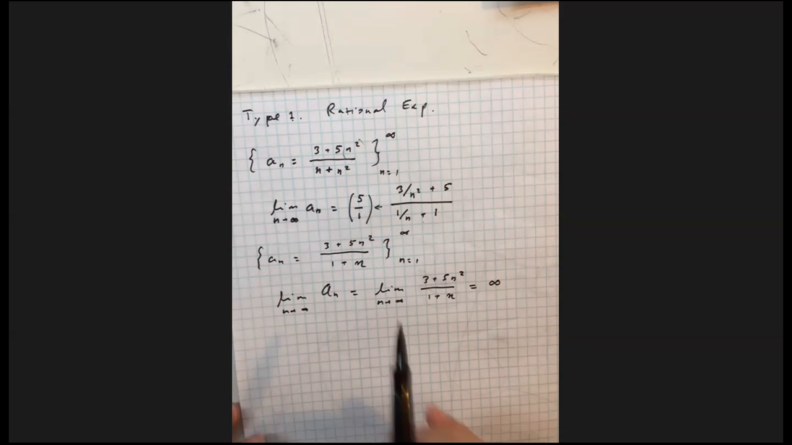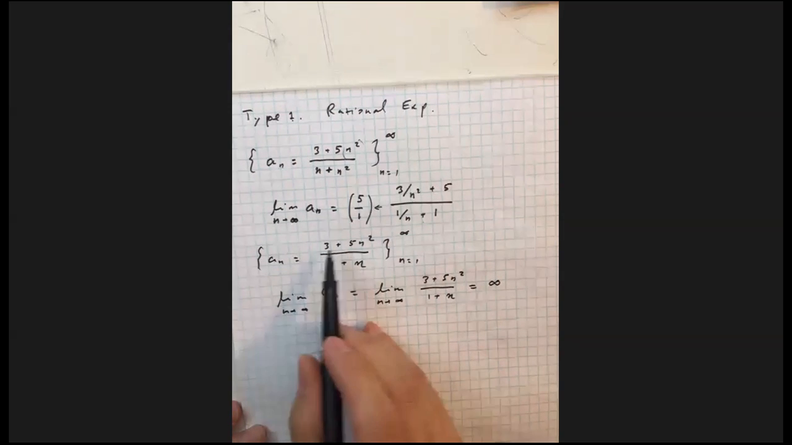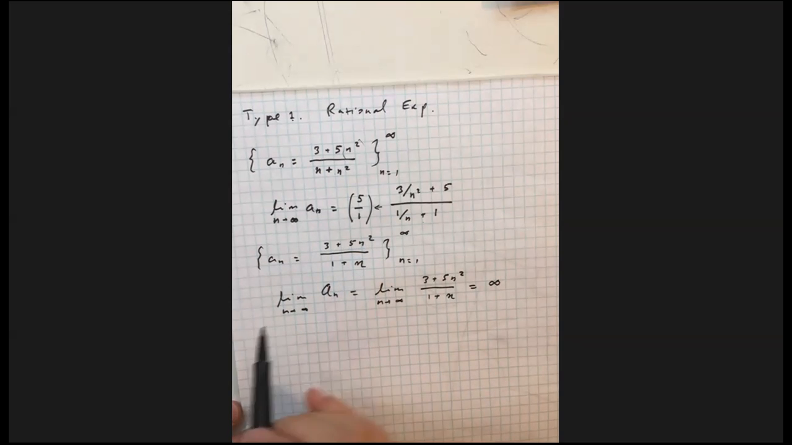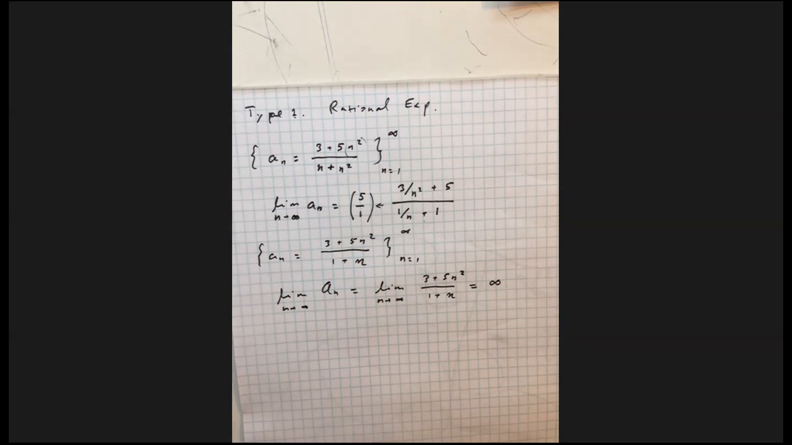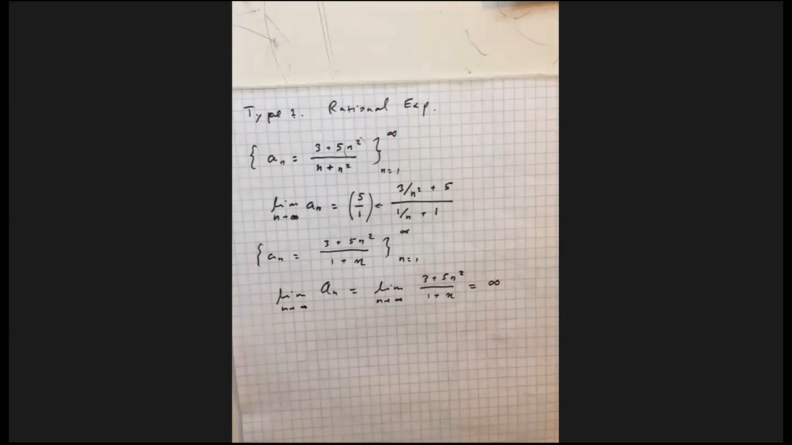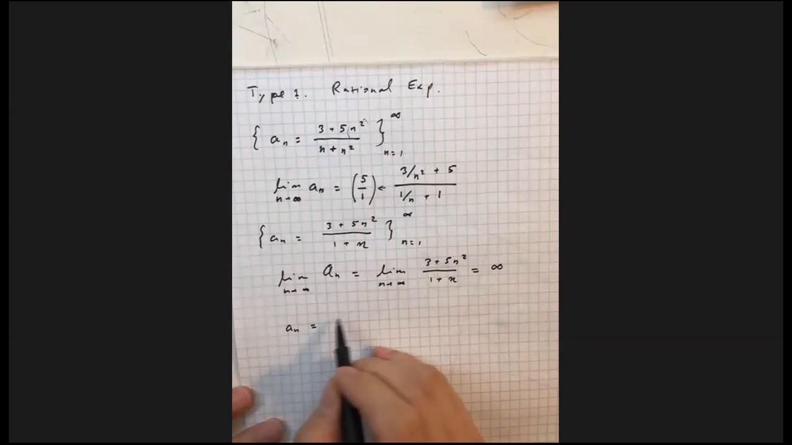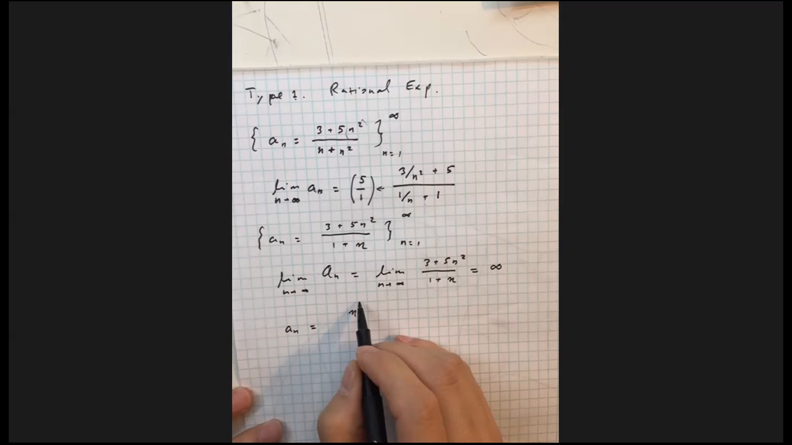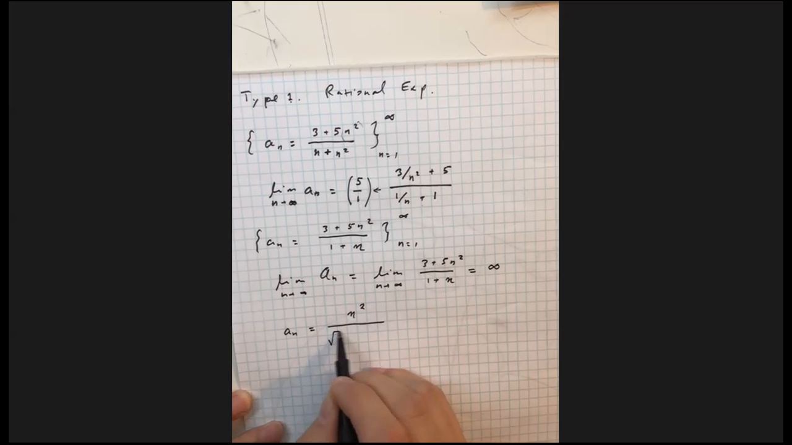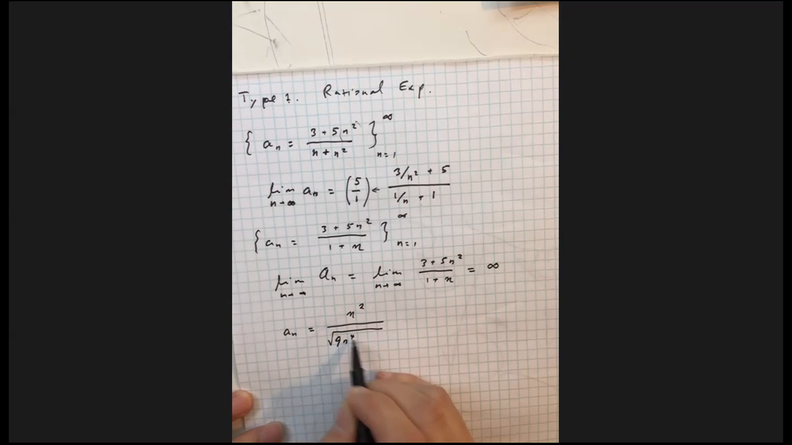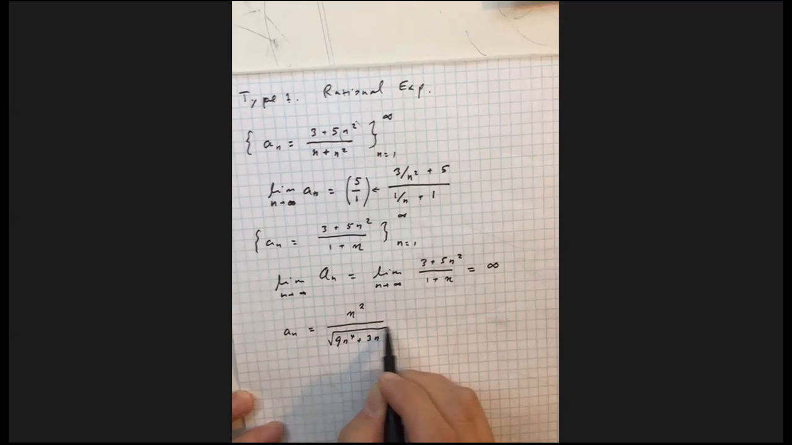And vice versa, suppose (1 plus n) is in the numerator and (3 plus 5n squared) is in the denominator, then this will go to 0, because the denominator has a faster growth compared to the numerator. That's how you determine the limit for rational expressions. It's the same strategy that we used before. So let me give you another, slightly more complicated example, which is given by n squared over the square root of (9n to the fourth power plus 3n minus 1).